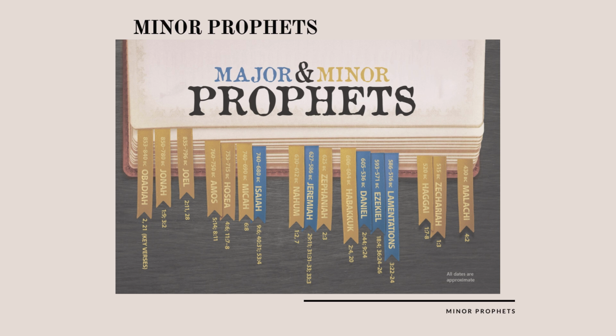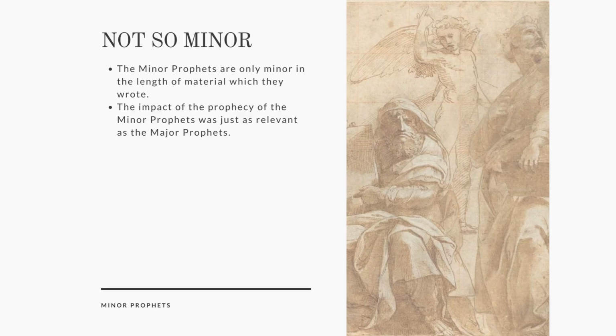And what I mean by that is the Babylonian captivity, where Babylon conquers, they destroy the temple, 586. Then they call people later on back in the late 500s. They go back with orders from King Darius, and we'll get into some of that historical elements as we go along. But again, they're not so minor. The minor prophets are only minor in the length of material which they wrote. But the impact of the prophecy of the minor prophets was just as relevant as the major prophets.